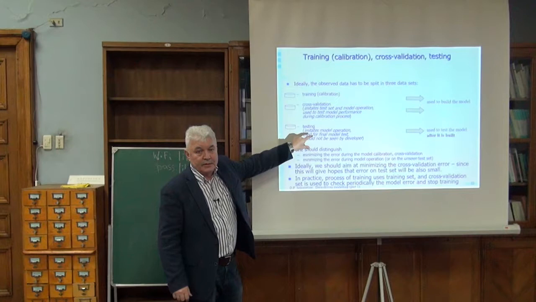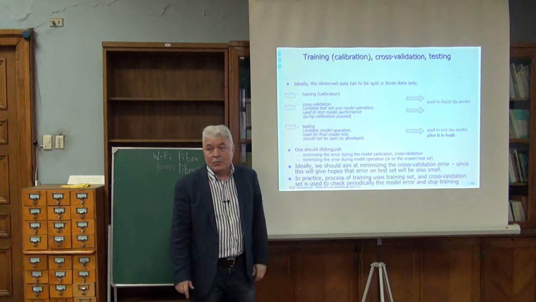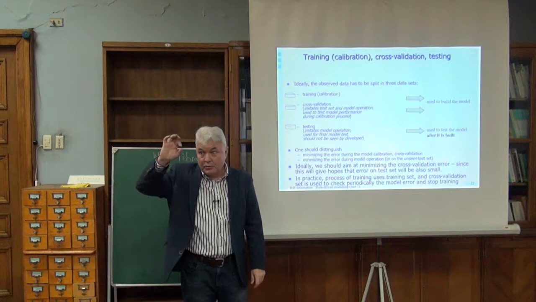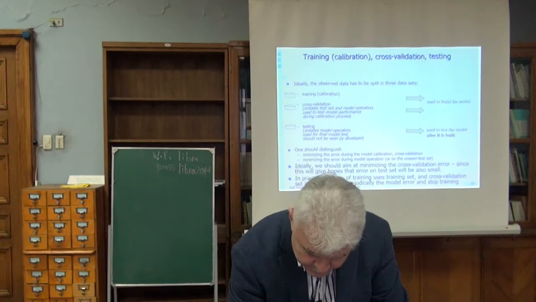Again, it's an ideal situation, but let's first discuss the ideal situation, okay? So that's why we want to aim at the model which is best on this cross-validation set, not on the training set. Why? Because I showed you, on the training set, you can build a model like this. Model error is zero, but it's a useless model. Why? Because on the cross-validation set, its error would be very high. And I'll demonstrate it from a real example, actually.